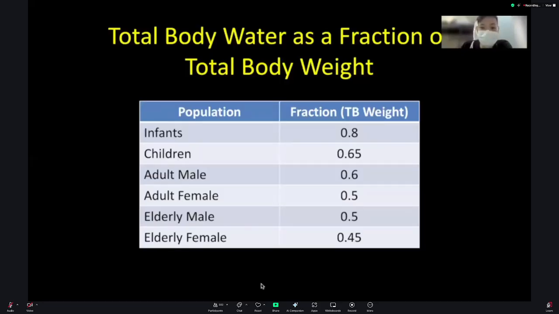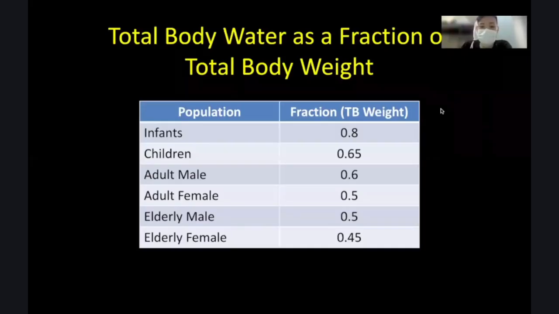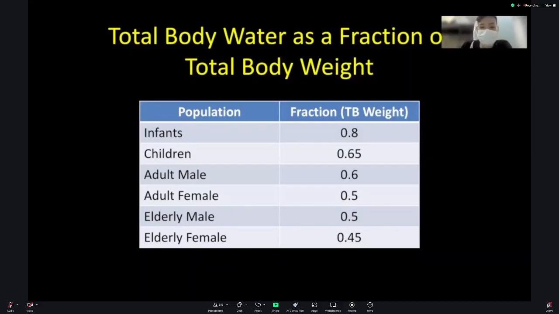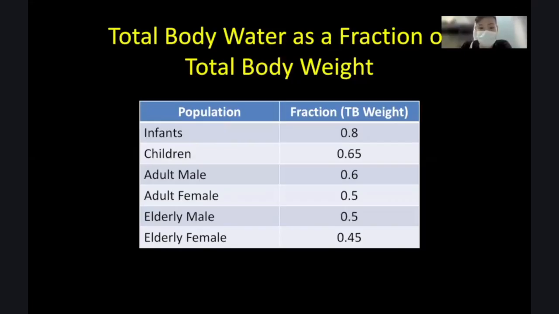So this table just shows the total body water as a fraction of total body weight in different age groups and populations. So, as you all know, upon birth, infants have around 80% of their total body weight as water. And as they grow older, as the days, weeks, months go by, this total body water decreases.